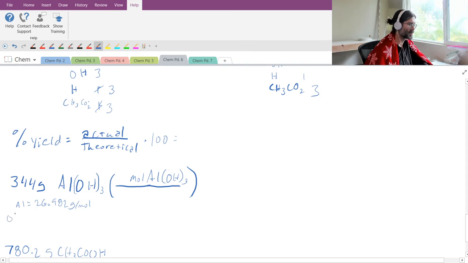OH is 15.999 plus 1.008, so that's 17.007. Which makes 3 OH 51.021 grams per mole.